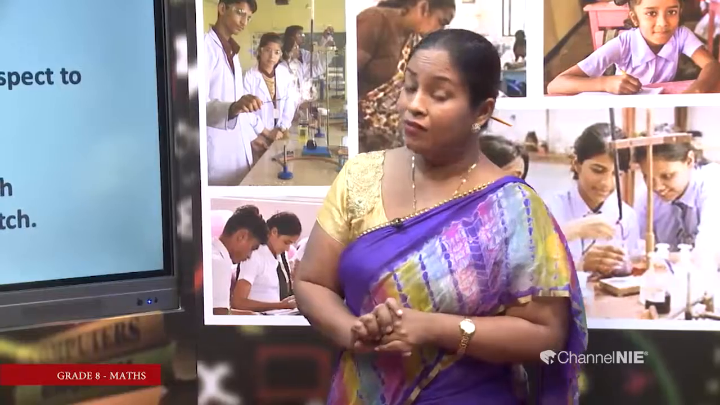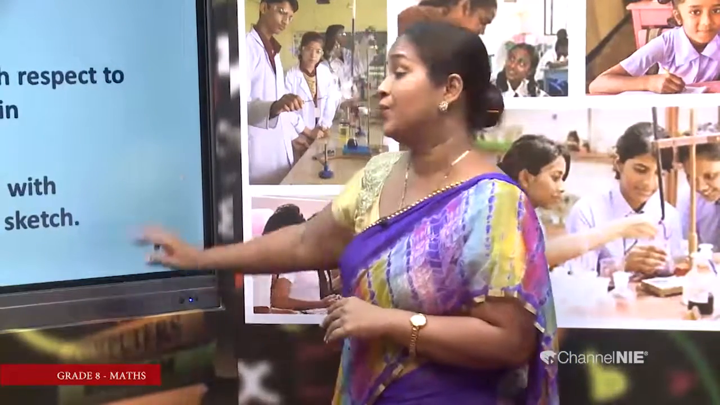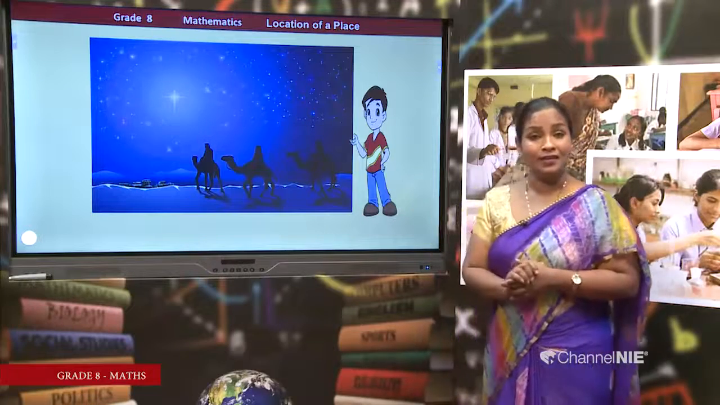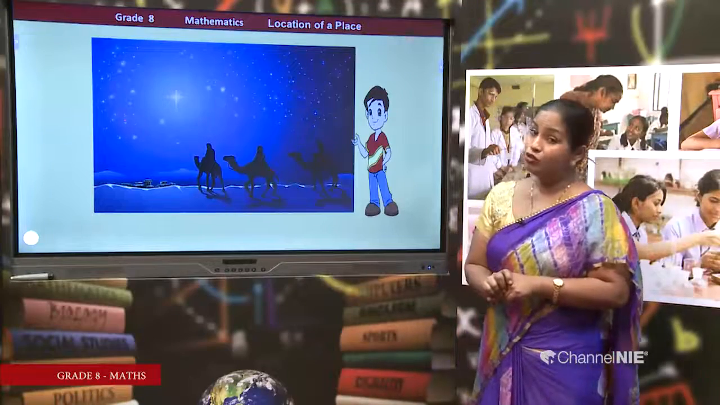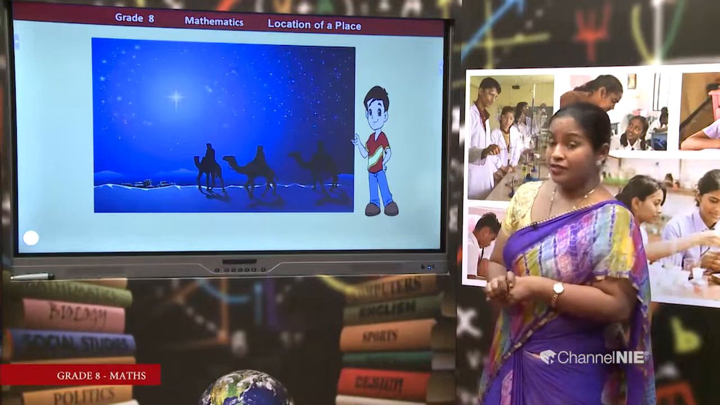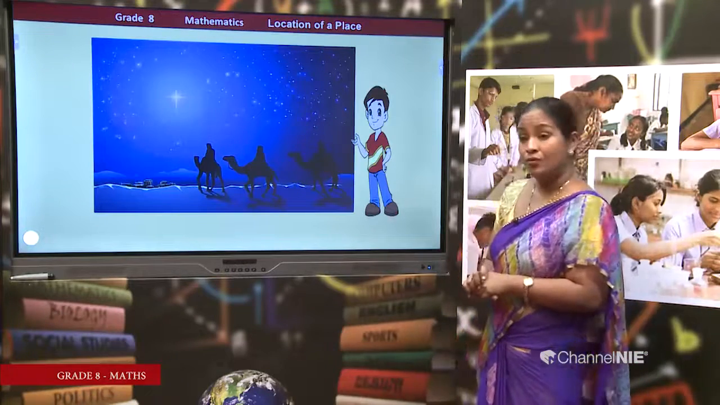Before that, I want you to revise the things you know about the directions. What can you see here? Yes, it's a picture. You see some camels, and is it daytime or night time? It is night time. Ancients used to travel in deserts using camels. They didn't travel in daytime, they used to travel at night time. Why is that? Because daytime is too hot to go through the desert. So, they travel during night time.